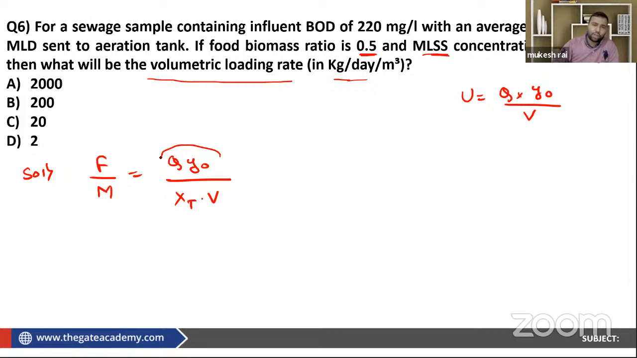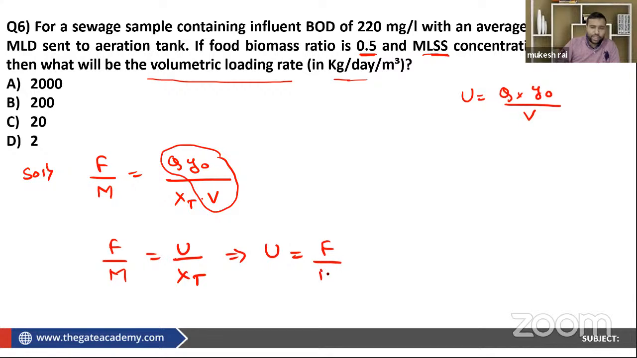Now Q into Y naught upon V, we need to find, that is the organic loading. So we can say that F by M will be equal to U by XT, and we need to find the organic loading U. So it will be equal to F by M into XT. Now the food to microorganism ratio is given, that is 0.5, and XT is also given, that is 4000 milligram per liter.